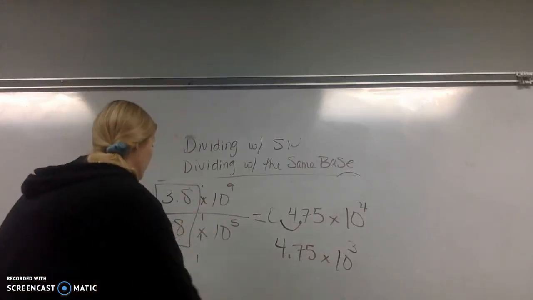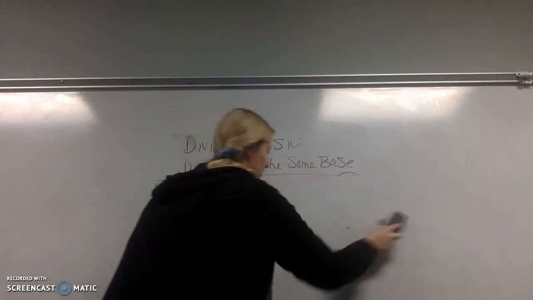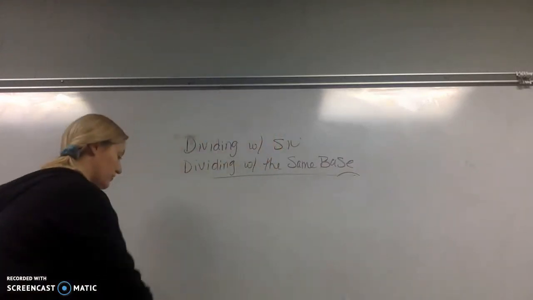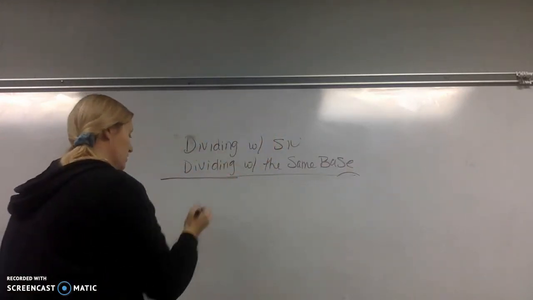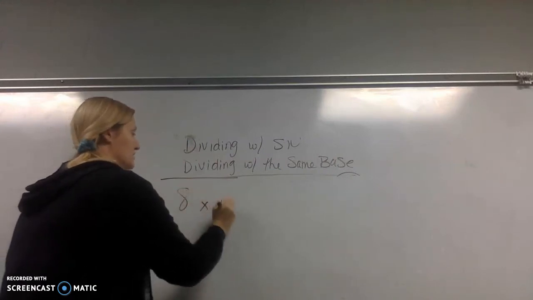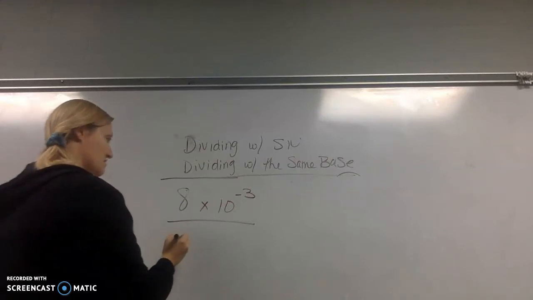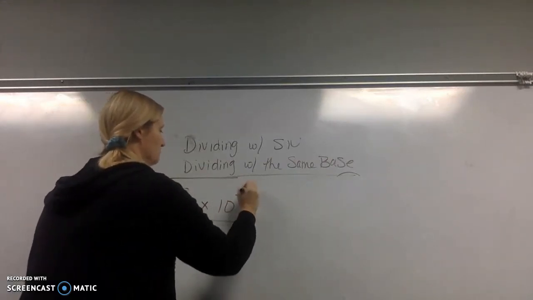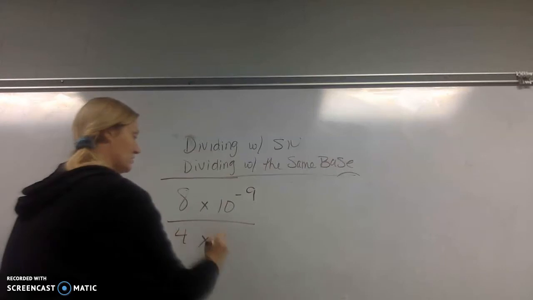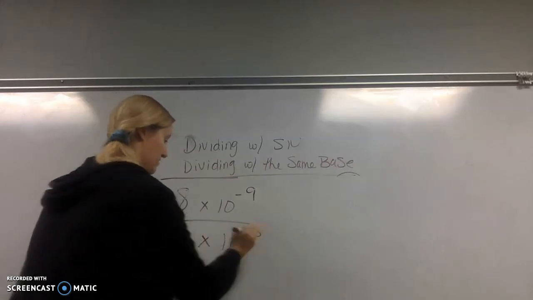One more thing that I want to cover is if you have negative exponents. So I'm going to keep it simple. We're going to do 8 times 10 to the negative 9, divided by 4 times 10 to the negative fifth.